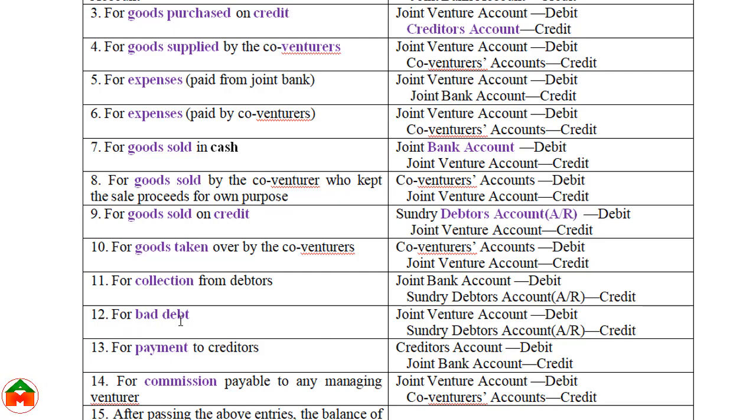But if there is a bad debt, that means if there is any uncollectible amount, in that case accounts receivable will be decreased and it's one kind of loss. And we have learned that all kinds of loss or expenses should be shown in the debit side of joint venture account, that's why joint venture account debit. And whenever you are paying the creditors, creditors account debit or accounts payable account debit, and you are paying from the bank, that's why bank account credit.